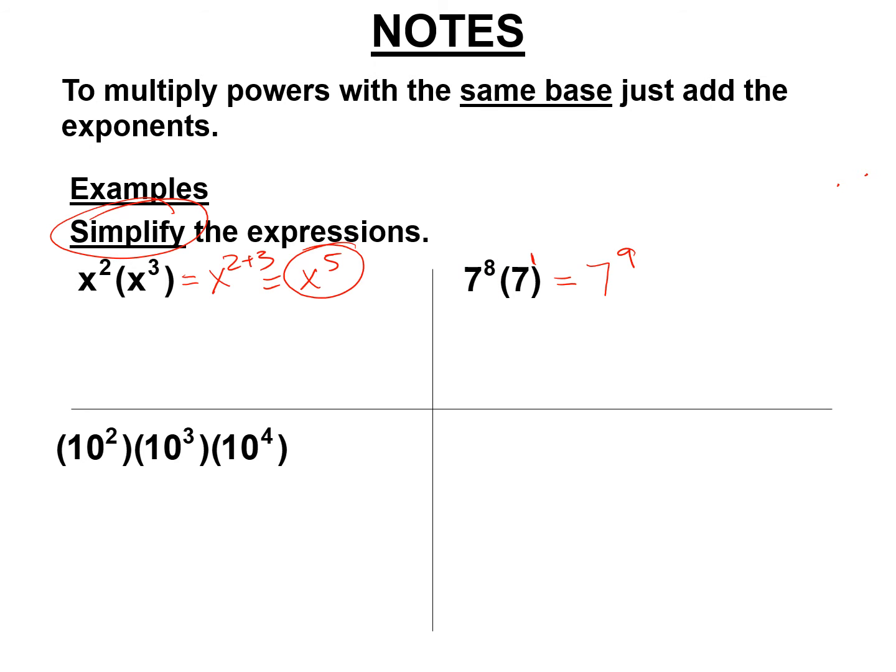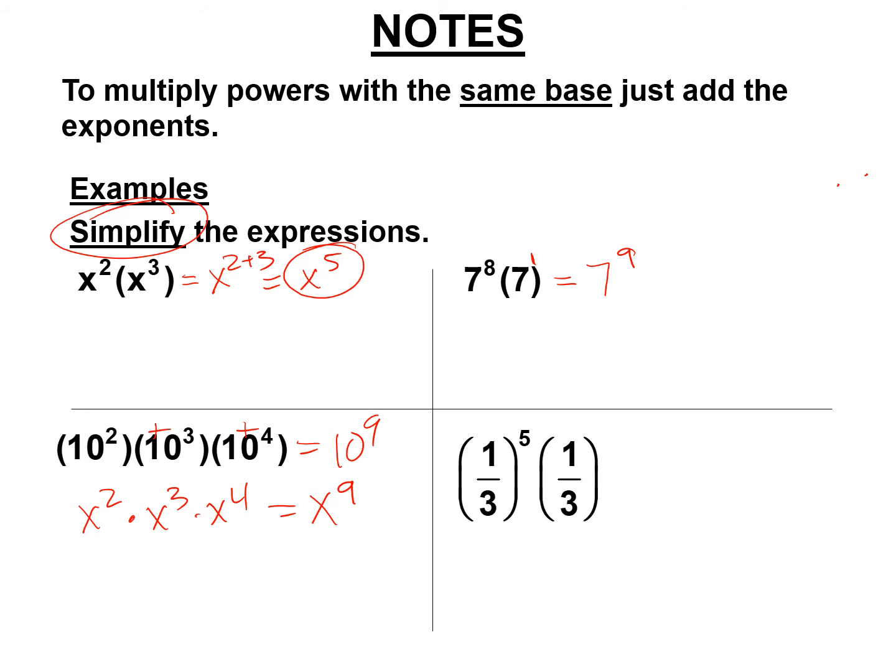So you're not going to start multiplying 10 times 10 times 10. You treat this just like if it was x squared times x cubed times x to the 4th. And so this is 10 squared times 10 cubed times 10 to the 4th. You add 2 plus 3 plus 4, and you get 10 to the 9th. If you had it with x, you would write x to the 9th.